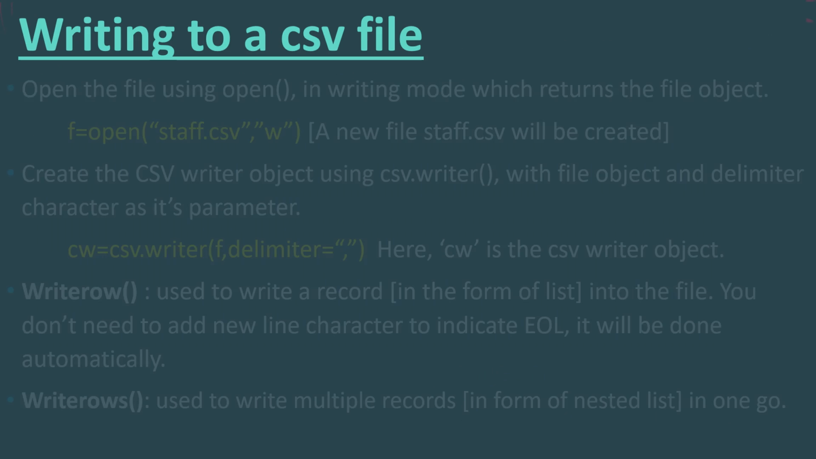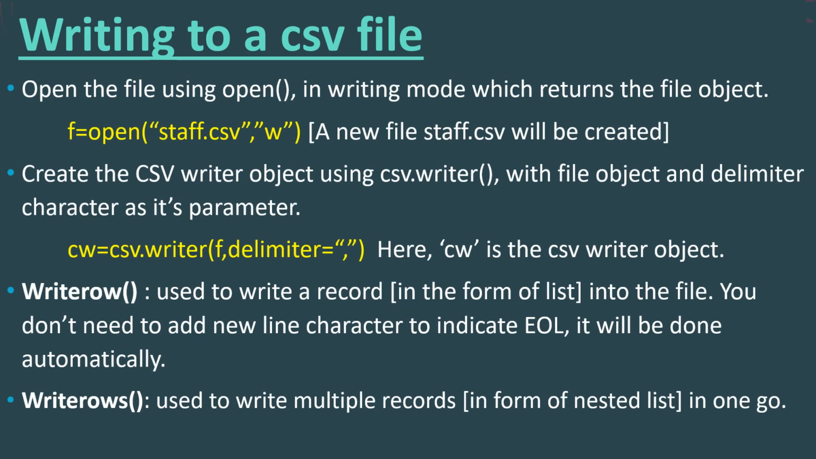Now, writing into a CSV file. How to write data into the CSV file? First of all, you have to open the CSV file in writing mode, so that a new CSV file will be created and opened for writing. Okay, now the next thing is that you have to create a CSV writer object. The CSV writer object will help you to write the records into the file. So that means the data has to be written with the help of this writer object.